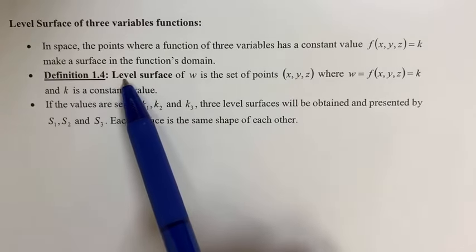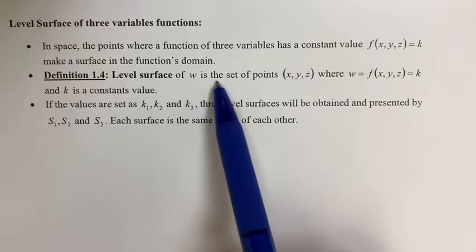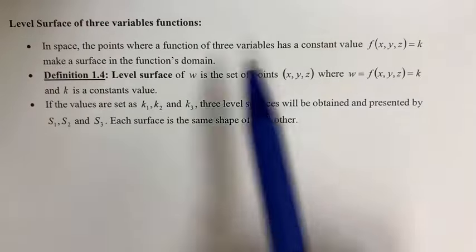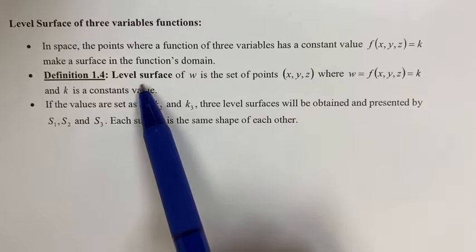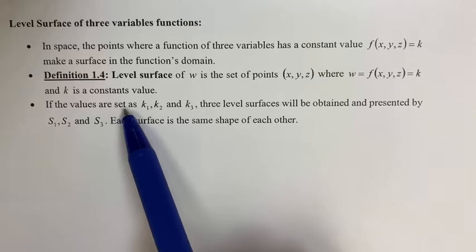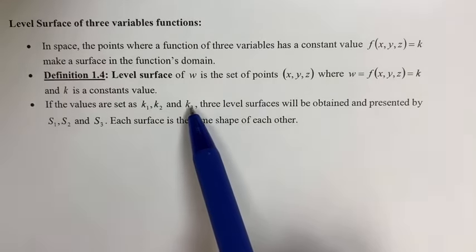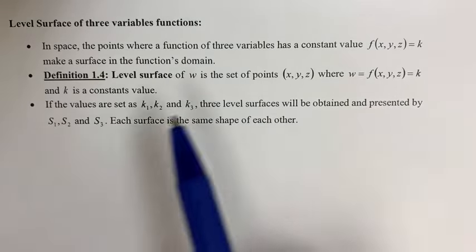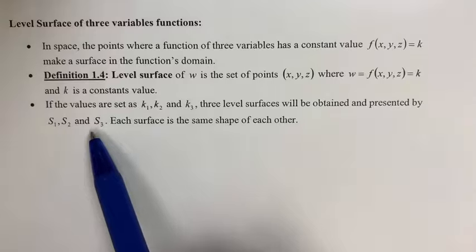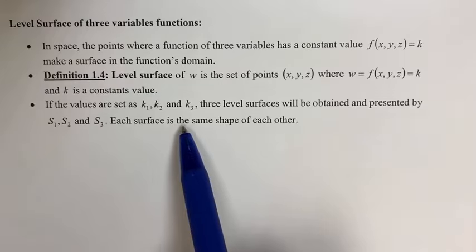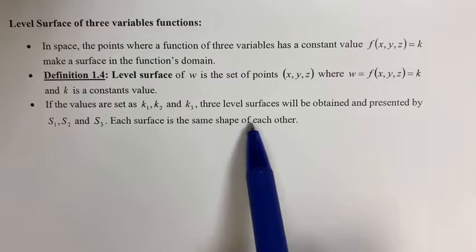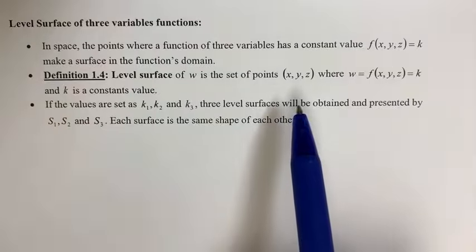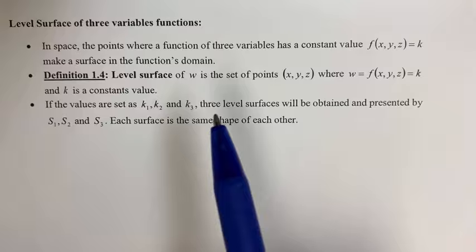Okay, definition 1.4: the level surface of W is the set of points x, y, z where W equals f(x, y, z) equals k, and k is a constant value. If the values are set as k1, k2, and k3, three level surfaces will be obtained and presented by S1, S2, and S3. Each surface is the same shape as the others. We see the repeated shape in the graph. We will see this in our next example.